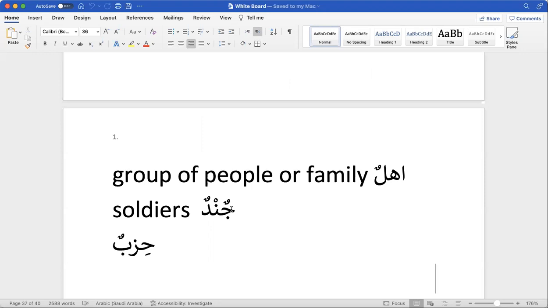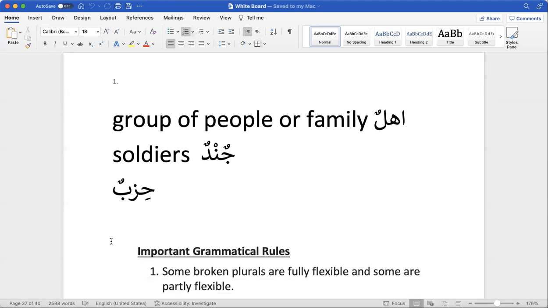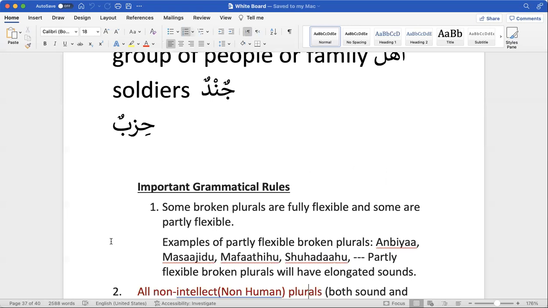Then you have a group of people or family like ahlun, right? Ahlul kitab, people of the book. Generally in English we say people. So here we say ahlun is jama. Then soldiers, jundun. You see, it also does not have the sound of una, ina, atun, atin, and it's also not like those broken plurals. It's a little bit distinct. It looks like wahid. Then hizbun, again, it means a group or organization. So far clear? Then inshallah I will start one more important thing here. Any question?